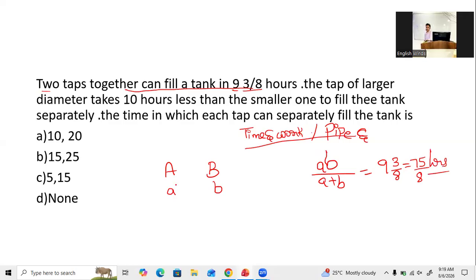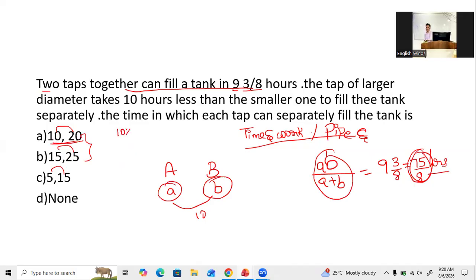Now they're asking for the individual hours. One more hint they give is the difference between them, which is 10. So the difference is 10. After applying the formula to each option, whichever gives this particular value would be the correct option. So let's start with the first one.